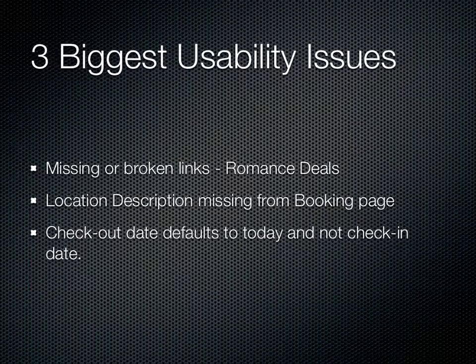The three biggest usability issues: missing or broken links, again like the romance deal. If it's going to be on the homepage and something that you're going to advertise, you really should have some information there. Location description missing from the booking page. So it was really unclear. Like the Mid-Valley, Utah one is actually Midvale. So where exactly is it at? Is it Midvale? Is it Murray? Is it in Kearns? A little more description there would have made things a lot easier.